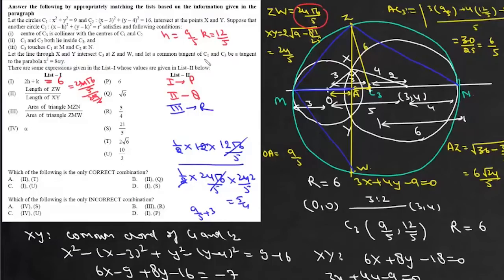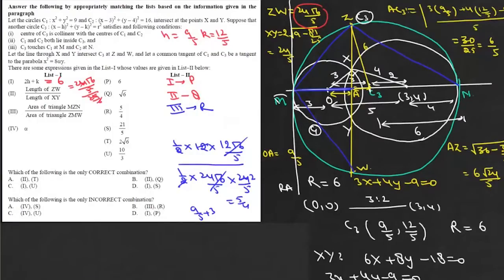Now fourth one, we have to find alpha, and it says a line through XY intersects C3. Let a common tangent of C1 and C3 be tangent to this parabola. Now this is C3 and this is C1. So their common tangent will be this line. Now these C3 and C1, they touch each other internally. So they'll have only one common tangent.